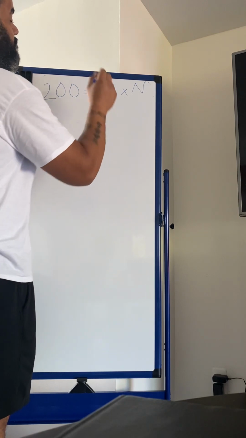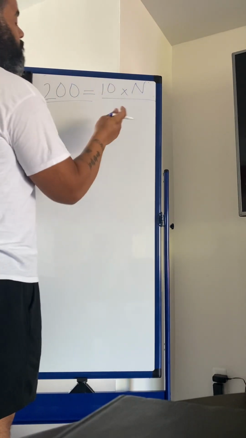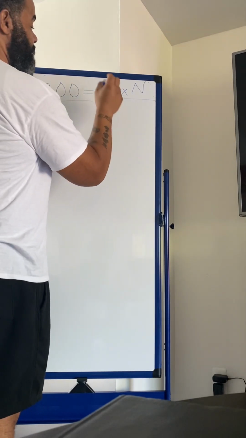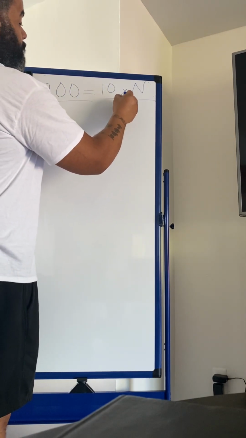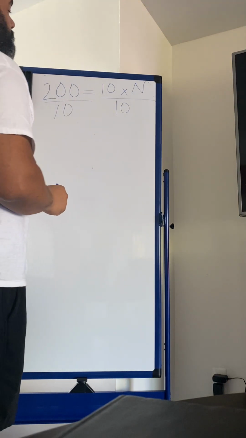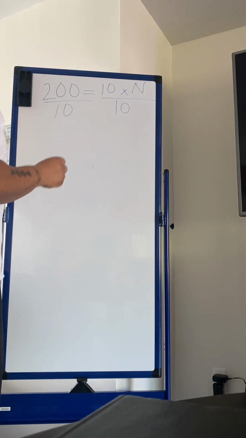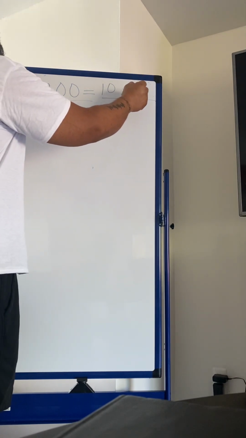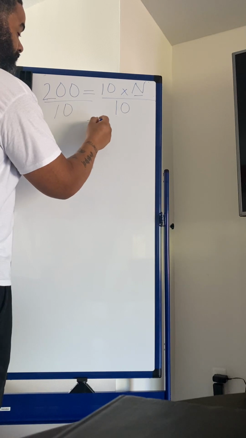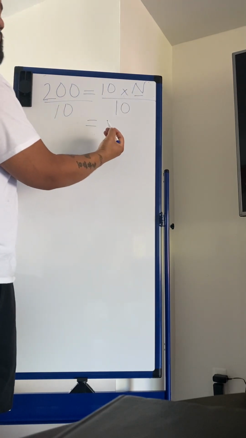You divide by 10. So we're going to divide, right? Because you got multiplication, so we got to do the opposite. And we're dividing by 10 on both sides. Can you explain to me why we're dividing by 10 on both sides? Because 10 is what we're multiplying n by. Right, and we need to get this by itself on this side of the equal sign.